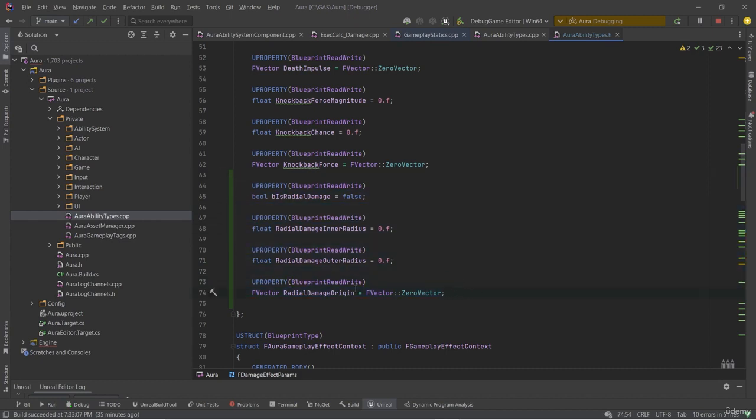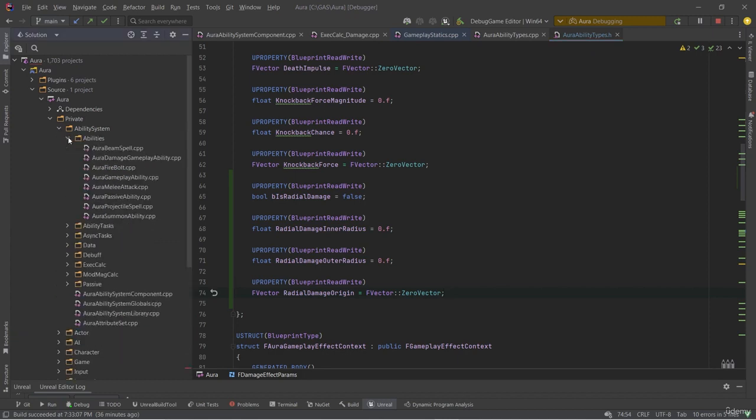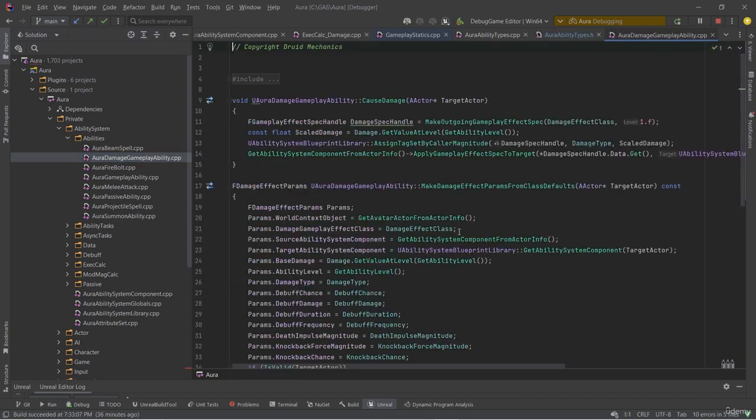Now that we have these 4 radial damage properties, we're going to want to make sure that we're setting these in our damage effect params when we make them with our gameplay ability Aura damage gameplay ability. And that means Aura damage gameplay ability should have the option to be radial. You see, we want radial damage for arcane shards, but for that reason I want our whole system to be capable of radial damage. And that way, when we have another radial damage spell, we don't have to reinvent the wheel. So I'm going to go into Aura damage gameplay ability.